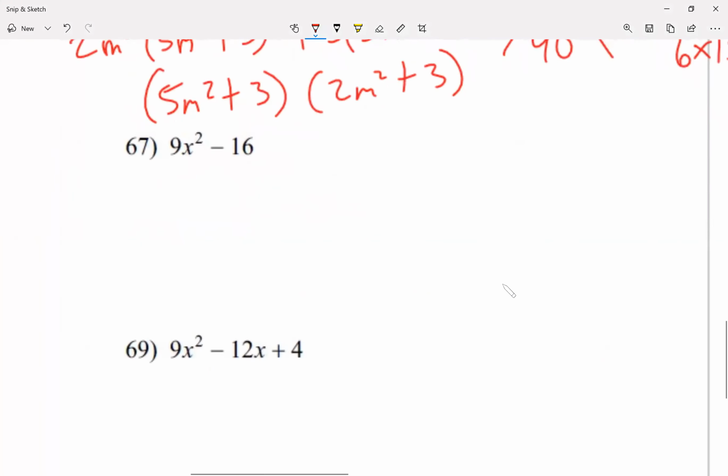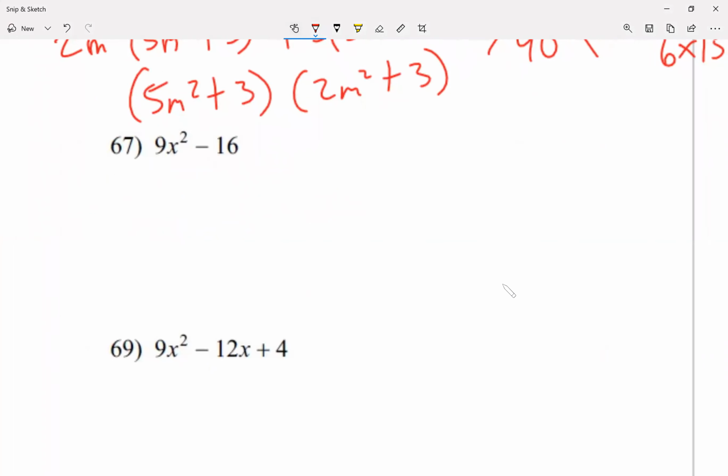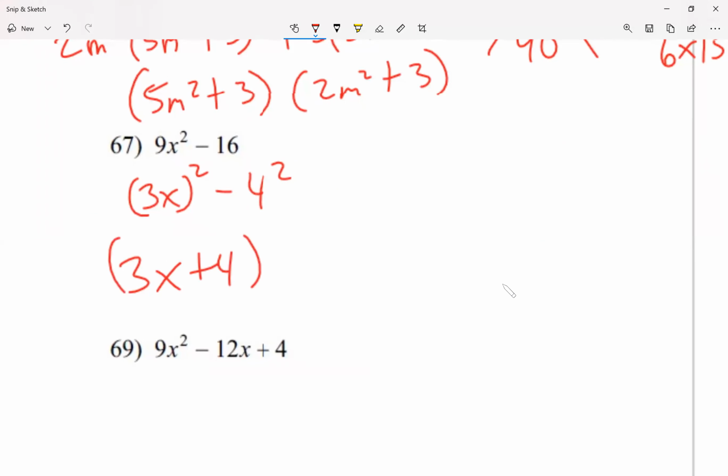Take a look at number 67. I feel I can write everything as a square. So 3x all squared minus 4 squared. So one of my parentheses will be 3x plus 4, and the other one 3x minus 4.